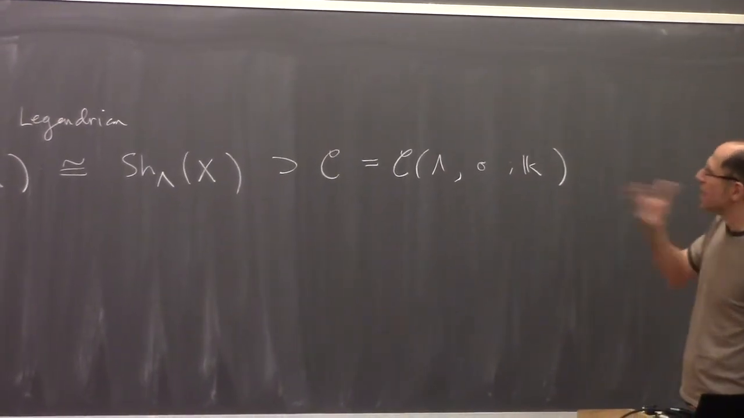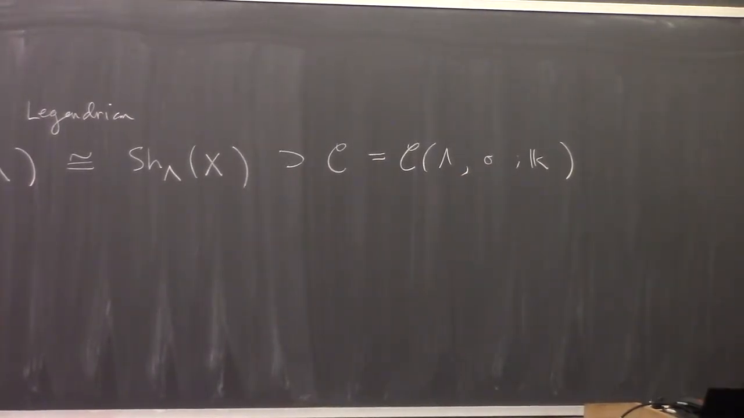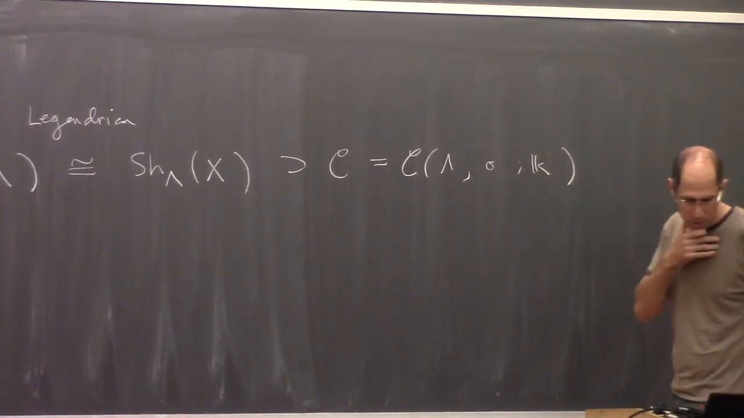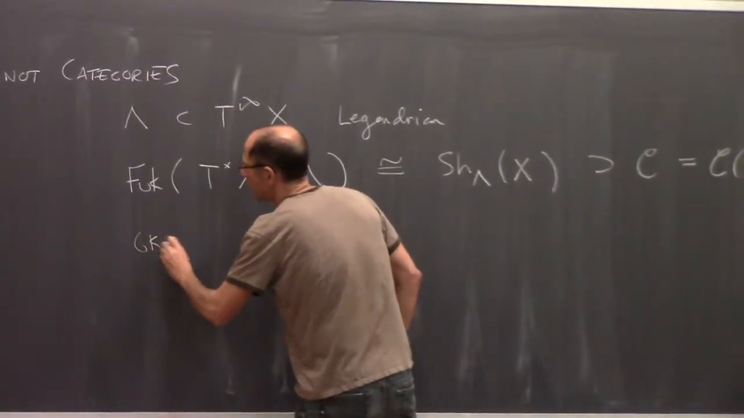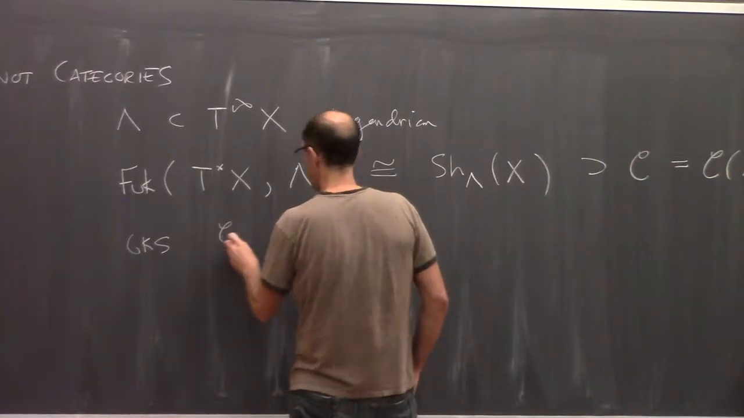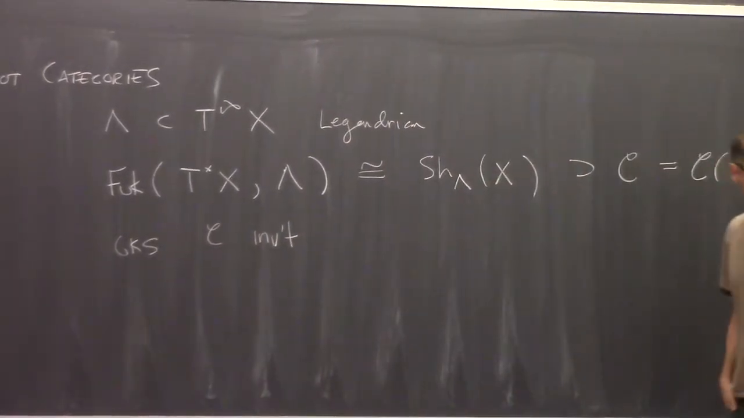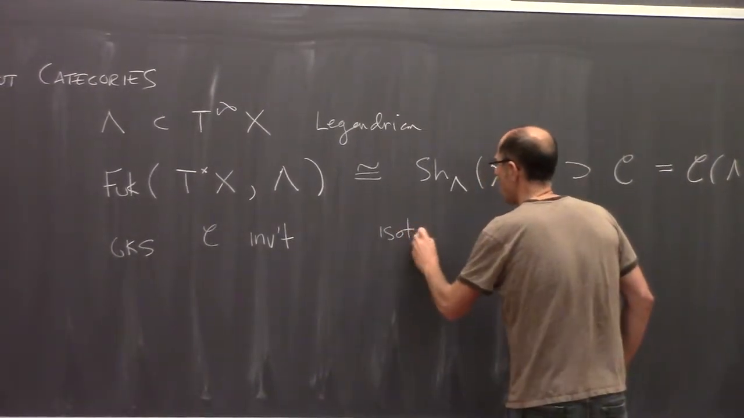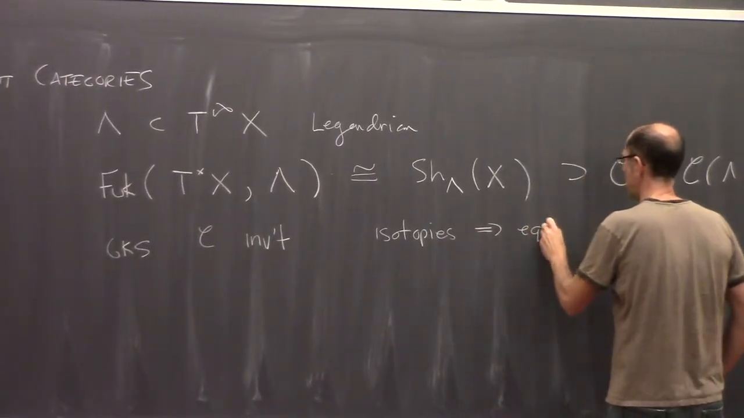Okay, so that's a category, and it's built out of a Lagrangian submanifold. So far, I haven't fixed the dimensions, so we can still be in arbitrary dimensions. And the nice thing is a theorem of Guillermou, Kashiwara, and Schapira that this category is an invariant under Lagrangian isotopy, in the sense that isotopies produce equivalences of categories.